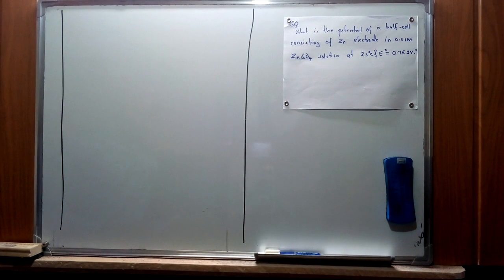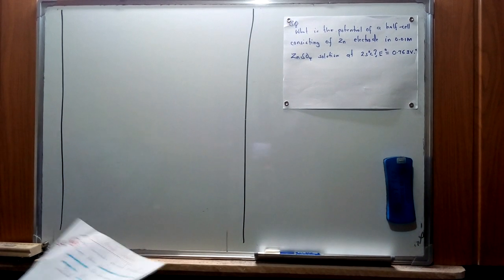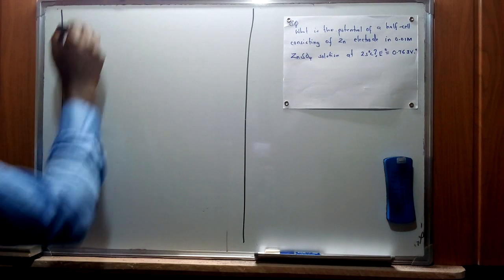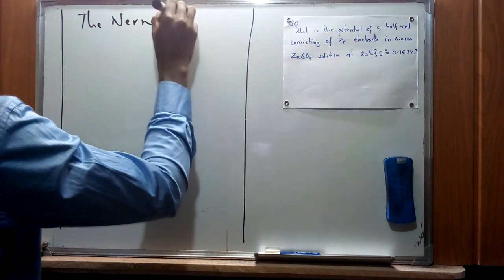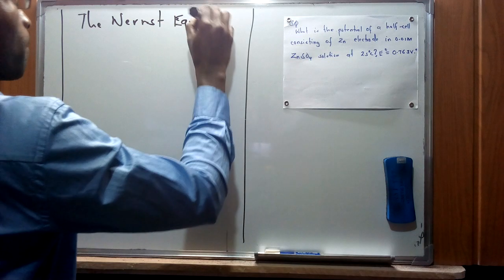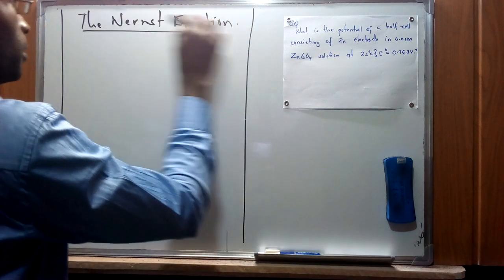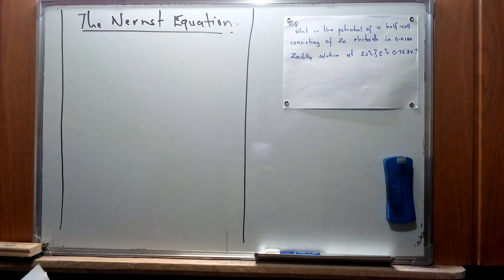As I've said, today we're going to look at the concept of the Nernst equation. This basically deals with the effect of concentration of each of the reactions on electrochemical cells. And we're going to look at the concept in a galvanic cell that pertains to Gibbs free energy.